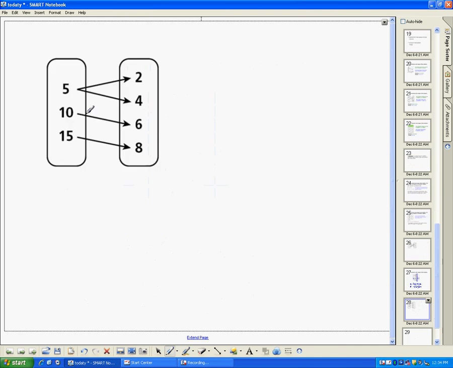If you're looking here, and right off the bat I see that if x is 5, y cannot be equal to both 2 and 4. So this is not a function.